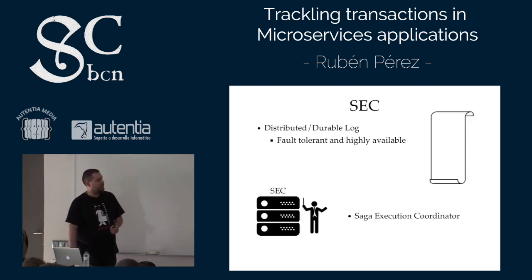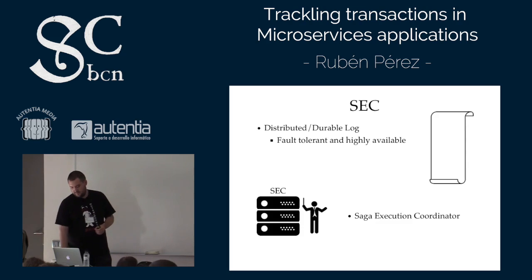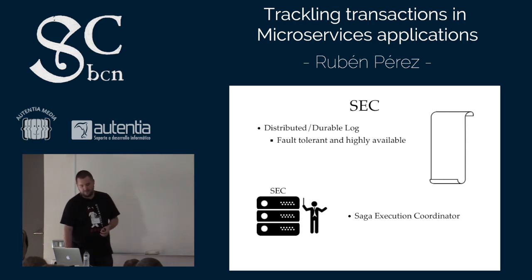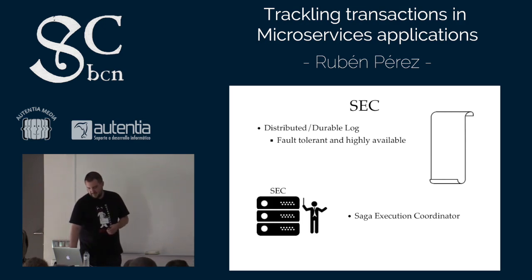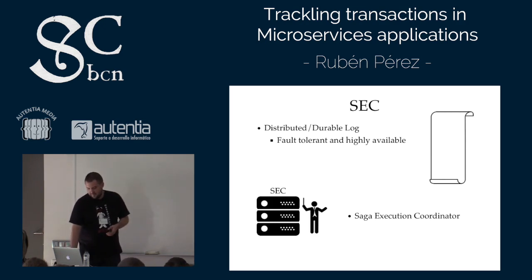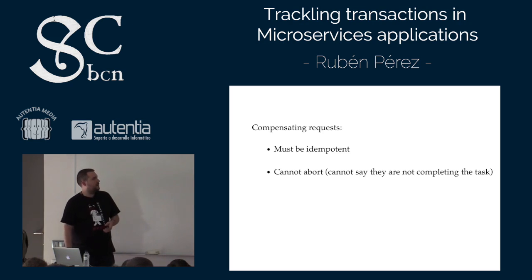So in this approach, we have two main components. The first one is a distributed and durable log that has to be fault tolerant and highly available. You can use Kafka or Kinesis or whatever you want to use. And the second one is the saga execution coordinator. It's just a normal application that you can write. So now we are going to define some characteristics of the requests.